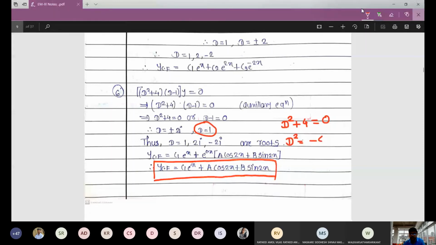I will write this directly as D square equal to minus 4, and just take the square root. D equal to the square root of minus 4, which is i times the square root of 4. The square root of 4 is plus or minus 2, so plus or minus 2i. That's why we get D equal to plus or minus 2i as roots. They are complex conjugates of each other. So the total roots are D equal to 1, 2i, minus 2i.